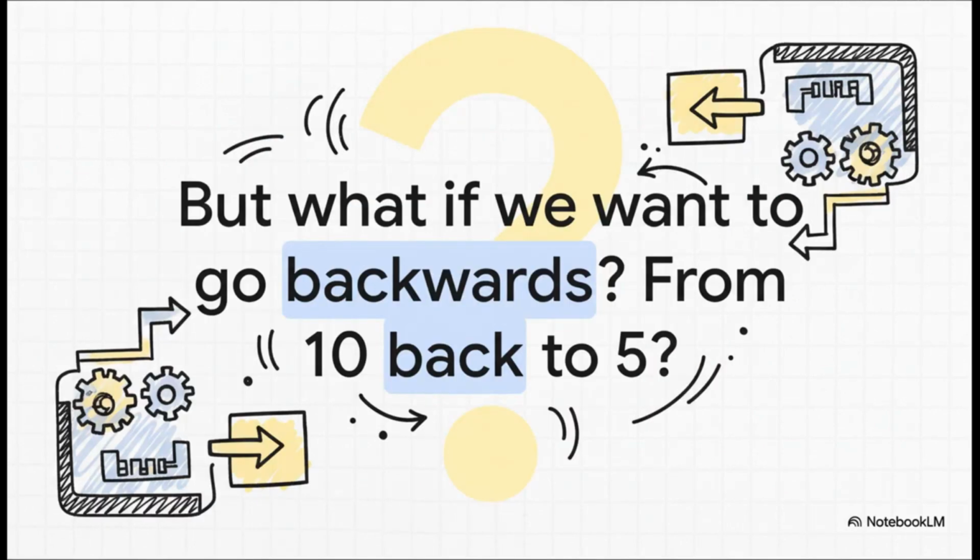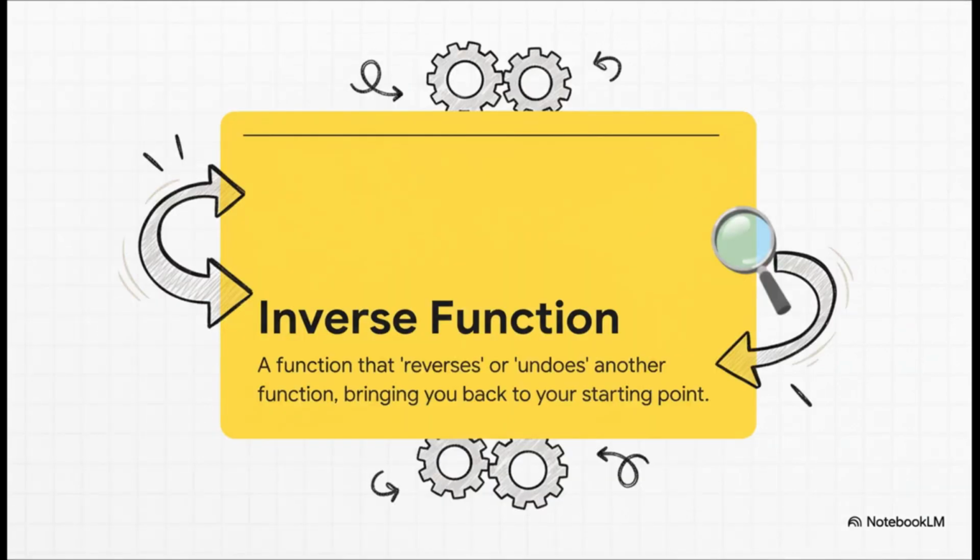But what if we want to go the other way? What if we have the 10 and we want to figure out how to get back to our original 5? That question right there is the absolute key to everything we're exploring today. So this reversing machine, this undo button, it actually has a formal name. It's called an inverse function. And its whole purpose in life, its entire job, is to perfectly cancel out whatever the first function did, bringing us right back home to where we started.